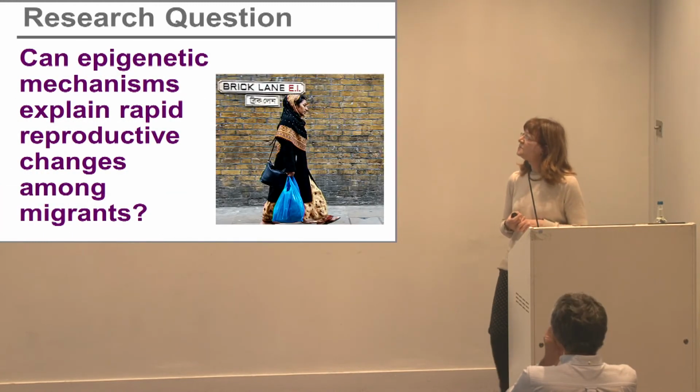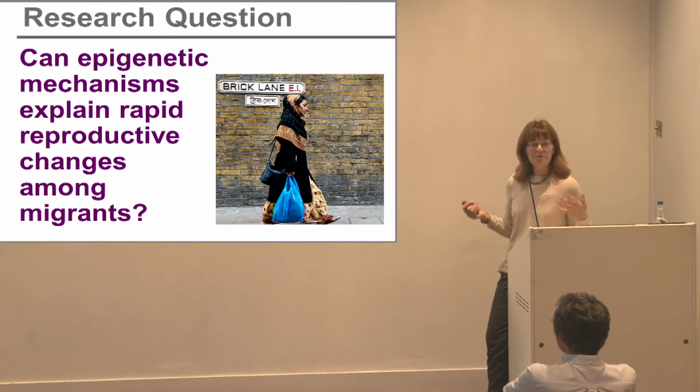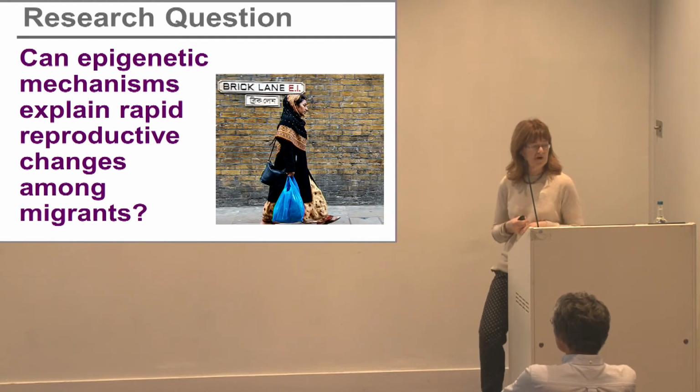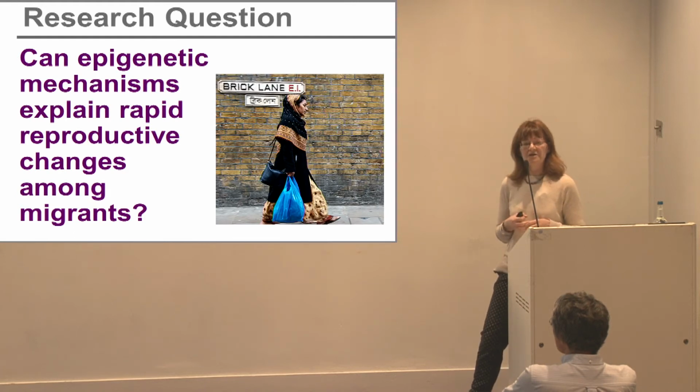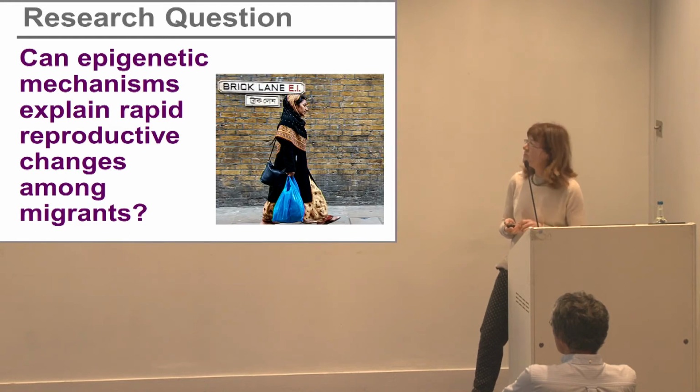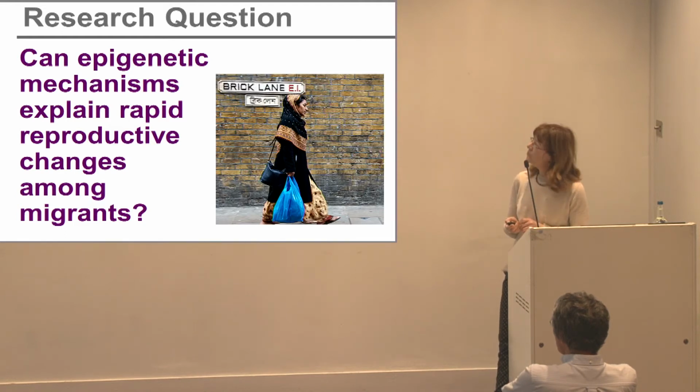So the question that I want to pose here, as I'm talking about my work and what we found, is: can we use epigenetic mechanisms, can we examine them to explain how we can get really rapid reproductive changes in migrants, even within one generation? So I'm going to walk you through some data first and then talk about these issues a bit more.